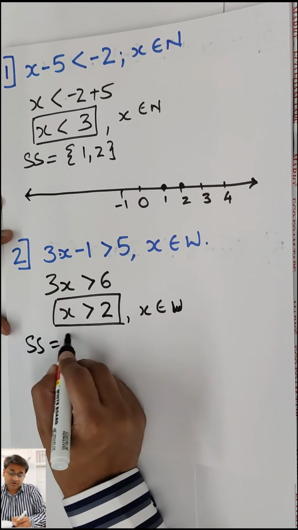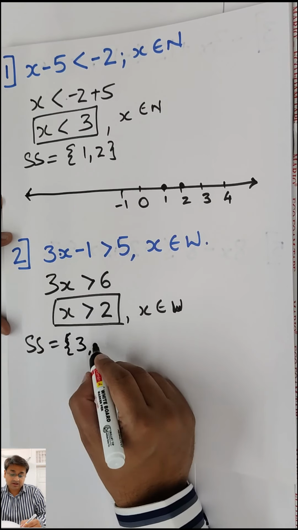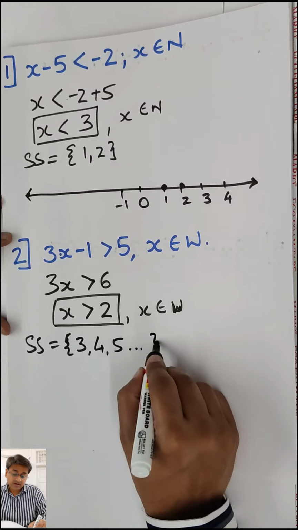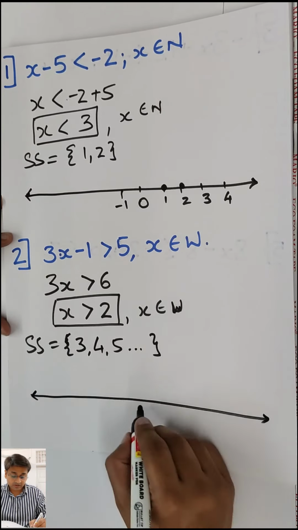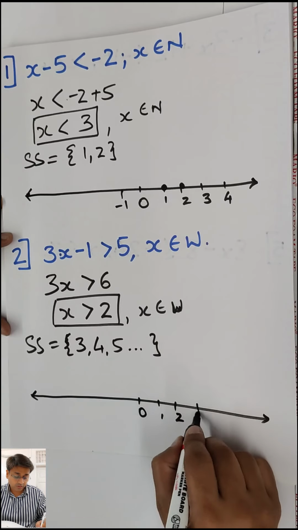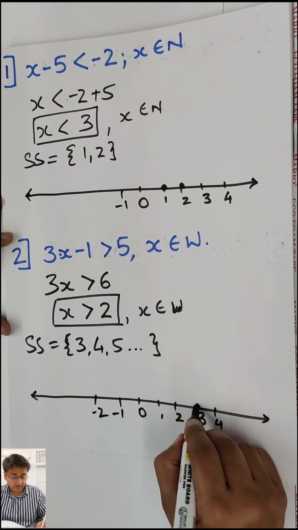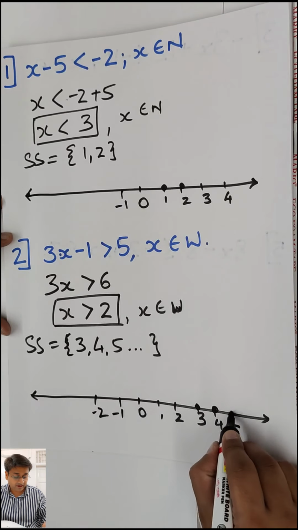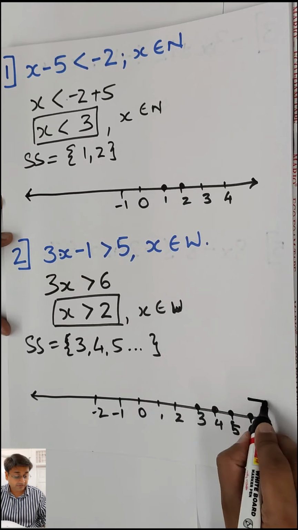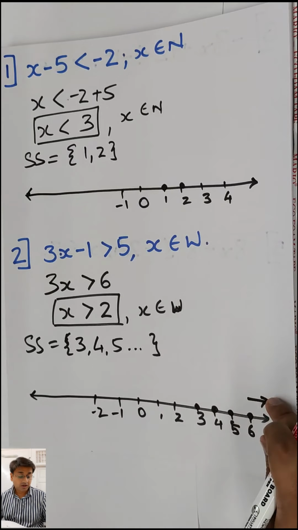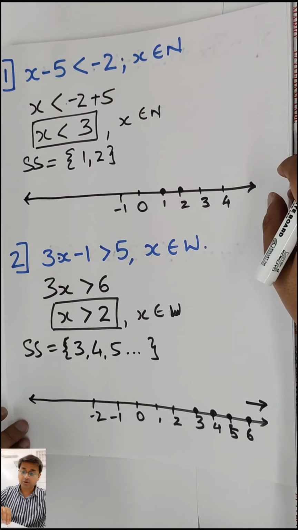So what is my solution set? Don't directly jump onto the number line. x is greater than 2, so it will be 3, 4, 5 till infinity. We do not know till where. So let's draw the number line. So it's going to be 0, 1, 2, 3, 4, minus 1, minus 2. 3 is included, 4 is included. Let's draw 5 also and 6 also. So all these are included till infinity. So I'll have to draw this arrow as well to say that it is gone till infinity. Are you getting it? Brilliant. Let's go with the next one.